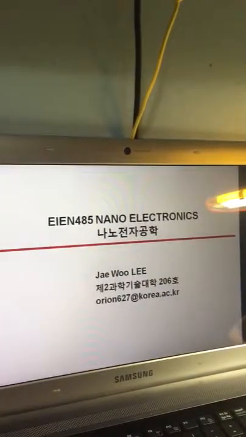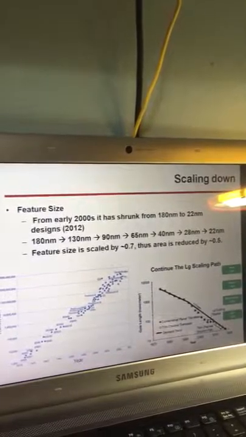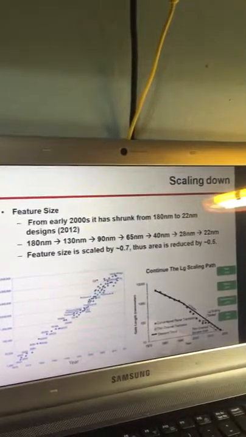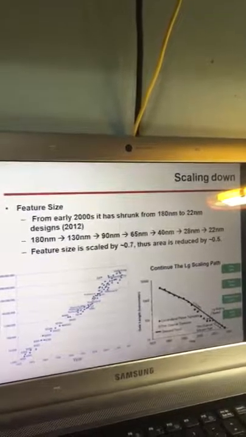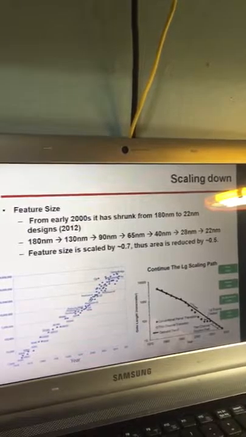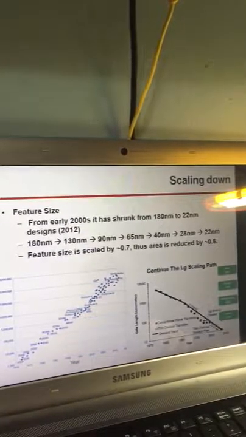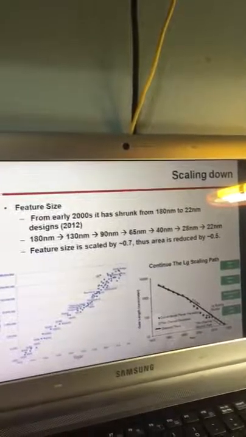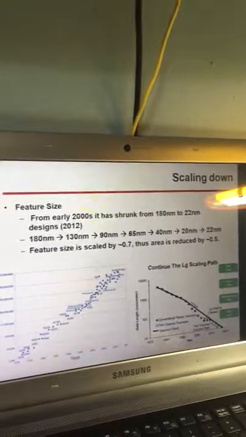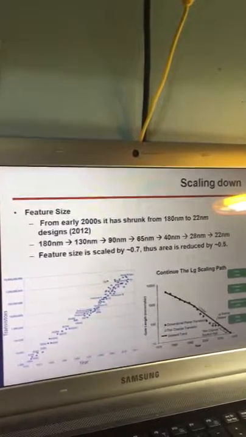And for next, I'm gonna talk about scaling down. If we reduce feature area by 50%, its power will reduce approximately 20%. For this result, its performance would increase nearly 20% and its cost would decrease up to 15%. So it is really important to scale down the size of features.